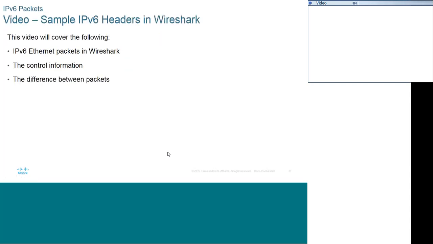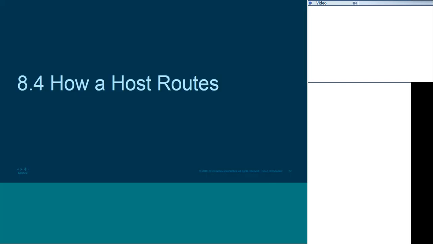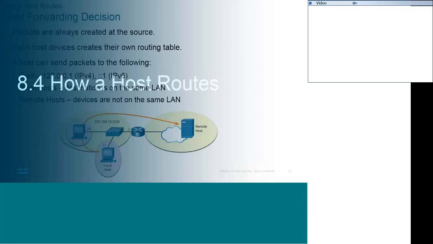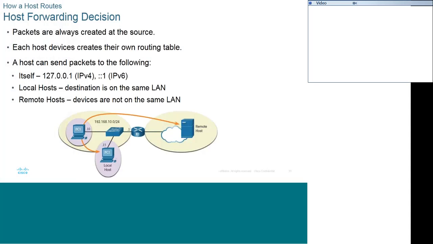Also, there are different kinds of videos that are very helpful. You can review them; it's highly recommended. We can see here how a host routes. This is also a very important subject, to have an idea about the host and how it sends and receives between networks. Packets are always created at the source. The source creates the packet, and each host device creates its own routing table, in order to send based on that.